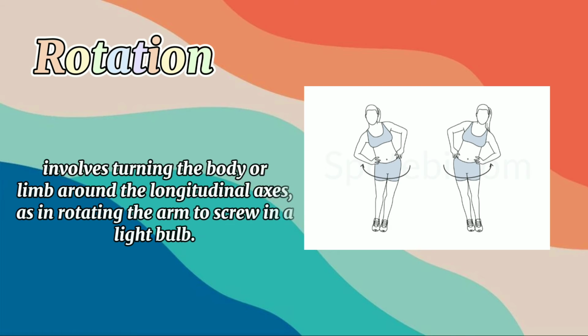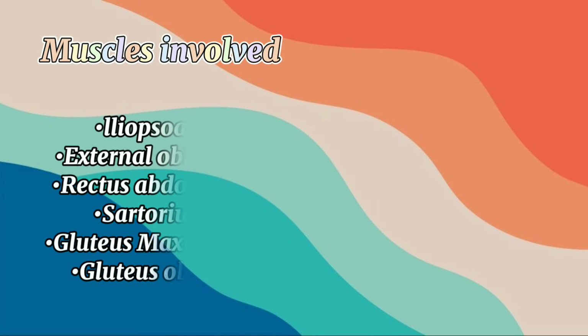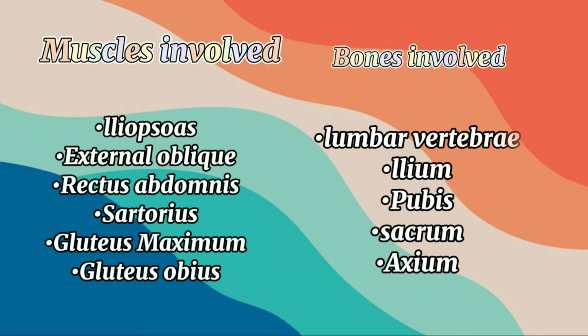And lastly, the 13th movement is rotation. Rotation involves turning the body or limb around the longitudinal axis, as in rotating the arm to screw in a light bulb. Proper execution of rotation. These are the muscles involved and the bones as well.